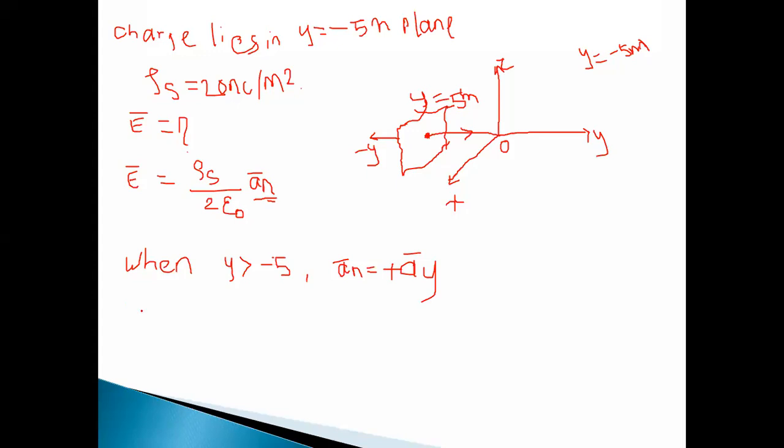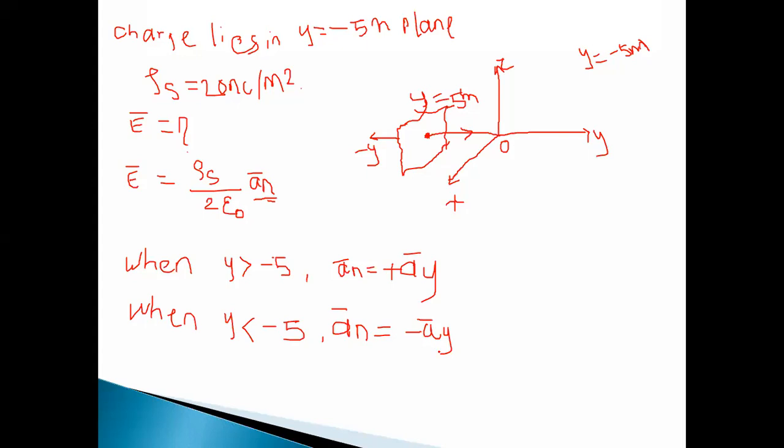Means the perpendicular unit vector is plus a bar y there. And when this y is less than minus 5, then what is the normal unit vector? Negative, right? It is minus a bar y. Okay, up to this point, any doubt? No doubt.